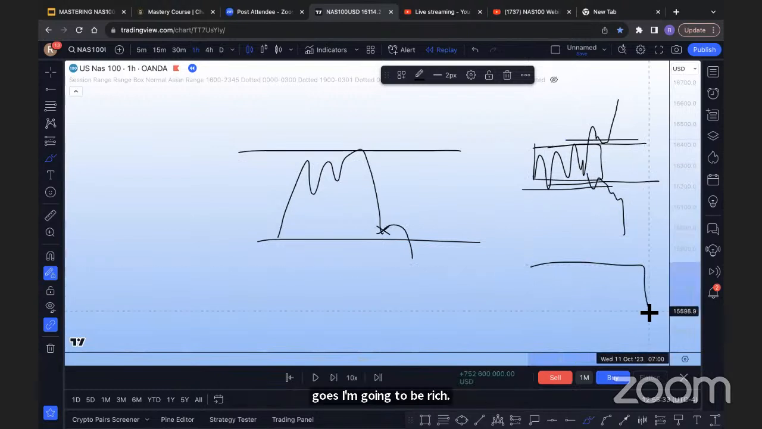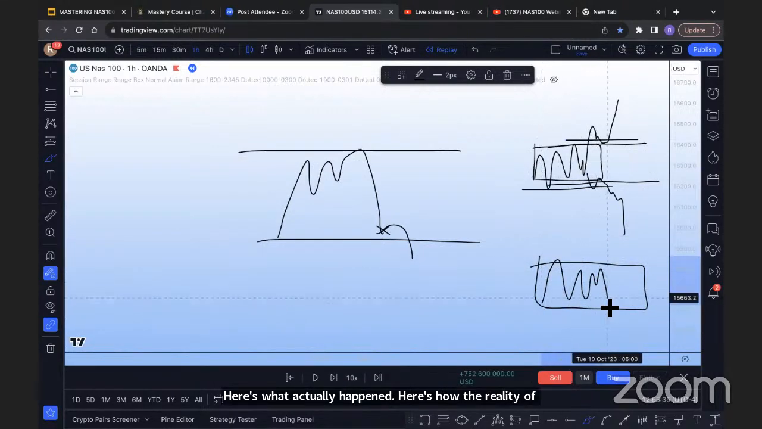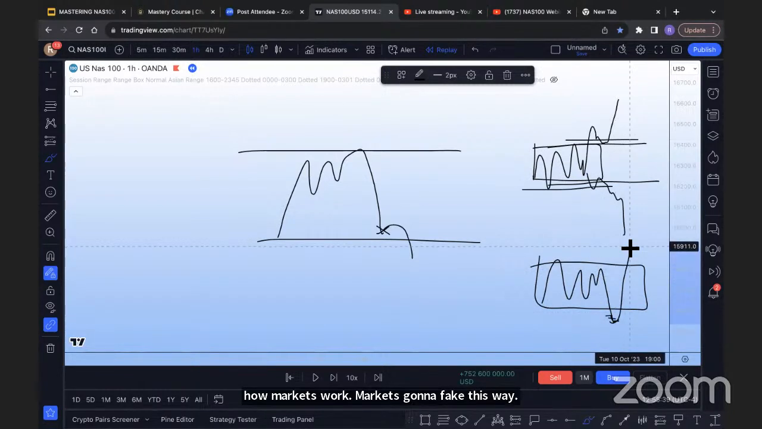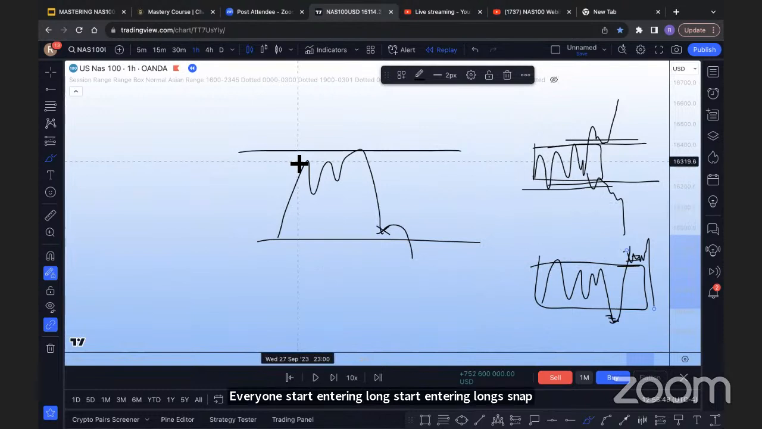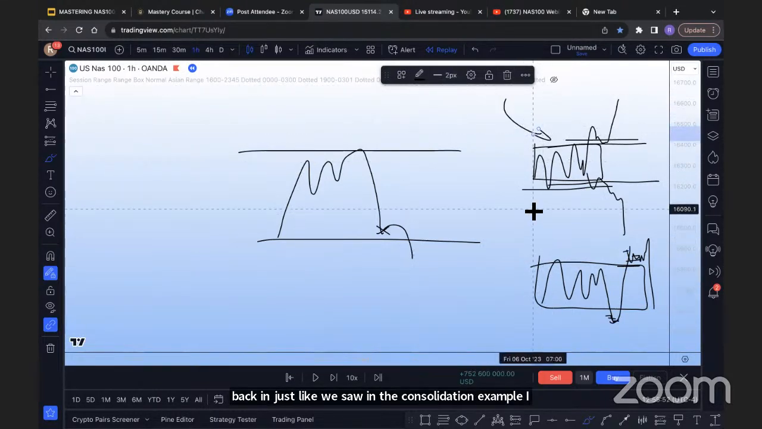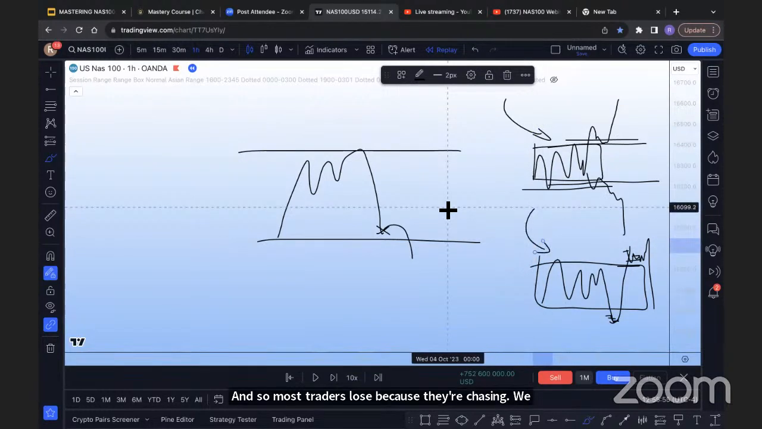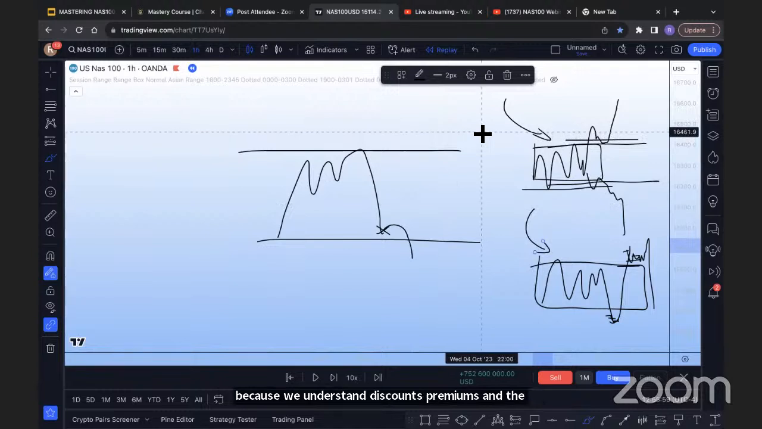Here's what actually happens, here's the reality of how markets work. Market's going to fake this way. Everybody starts entering shorts. Snap back up. Oh my God, we broke out. Everyone starts entering longs. Snap back in. Just like we saw in the consolidation example I presented just 5 minutes ago. And so most traders lose because they're chasing. We win because we understand discounts, premiums, and the incentives that institutions are following.